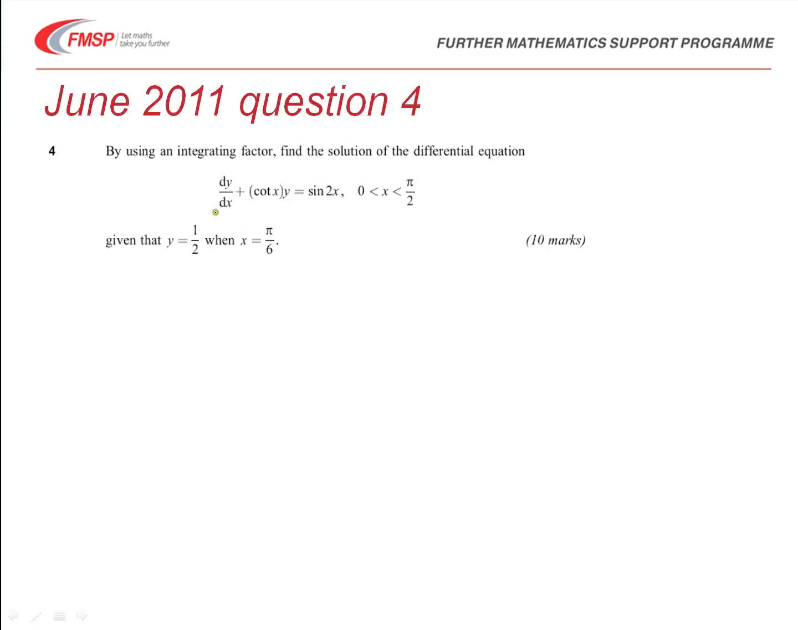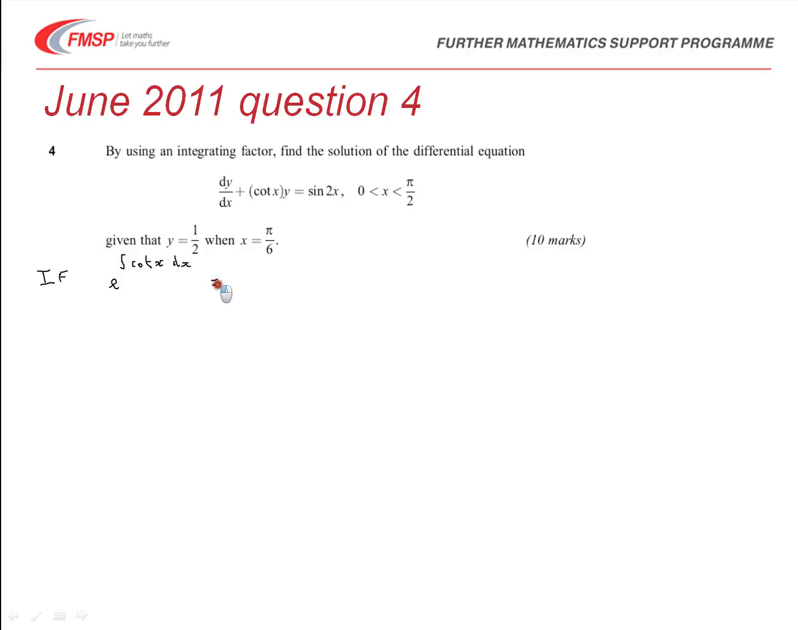Well, before we start we need to check carefully that the equation is in the form for which we can obtain the integrating factor. So we've got a single dy by dx, then a function of x, cot x times y is equal to some other function of x. So to obtain our integrating factor we know we've got to do e to the power of the integral of cot x dx.